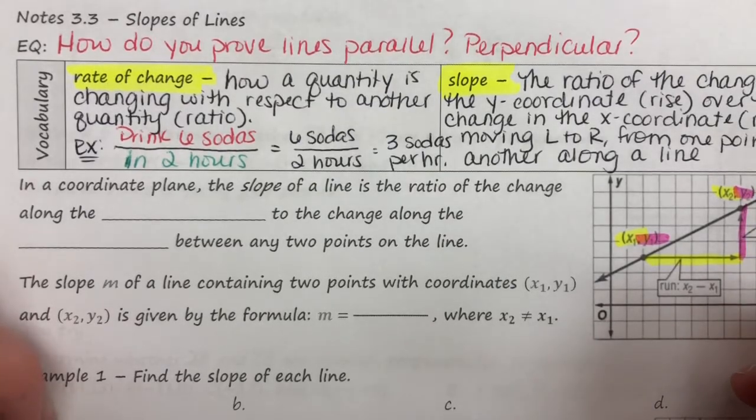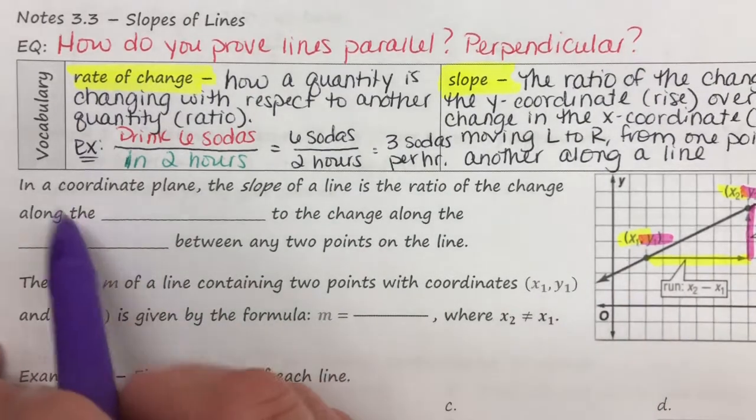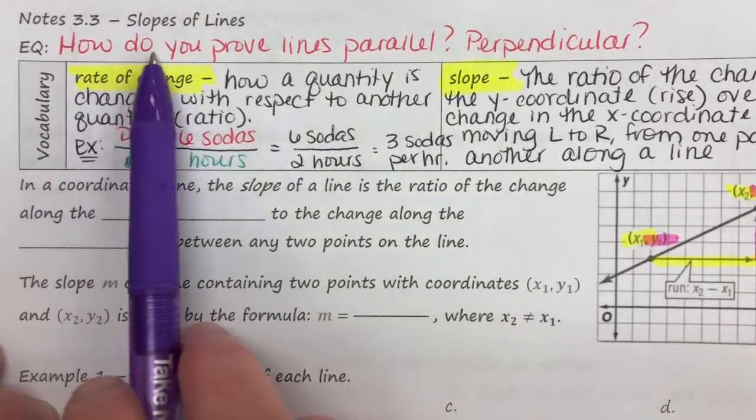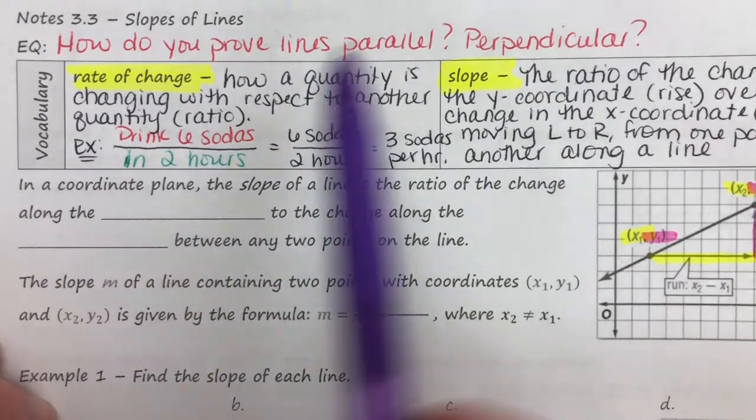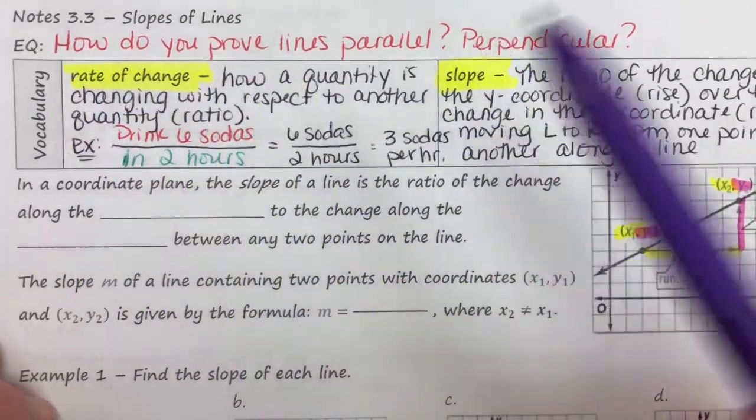All right, today's lesson is Chapter 3, Lesson 3, Slopes of Lines. And by the end of this lesson, you should be able to answer, how do you prove lines parallel and perpendicular? That's our lesson essential question.